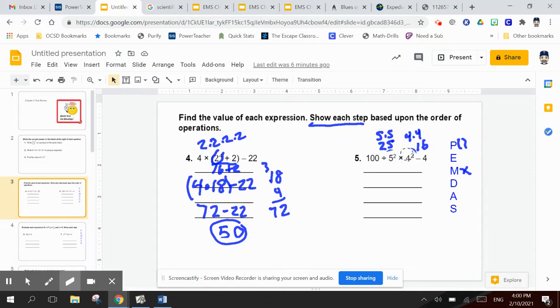I'm going to erase these a little bit so I can see what my operations are. So I have 100 divided by 25 times 16 minus 4. Well, I know with multiplication and division that if it's back to back like this, I have to solve it going left to right. So I have to do 100 divided by 25 first. 100 divided by 25 is 4. So now I rewrite my problem as 4 times 4. Oops.